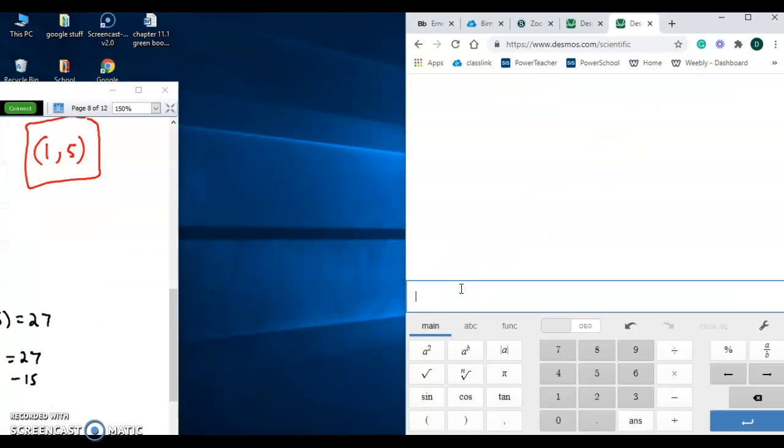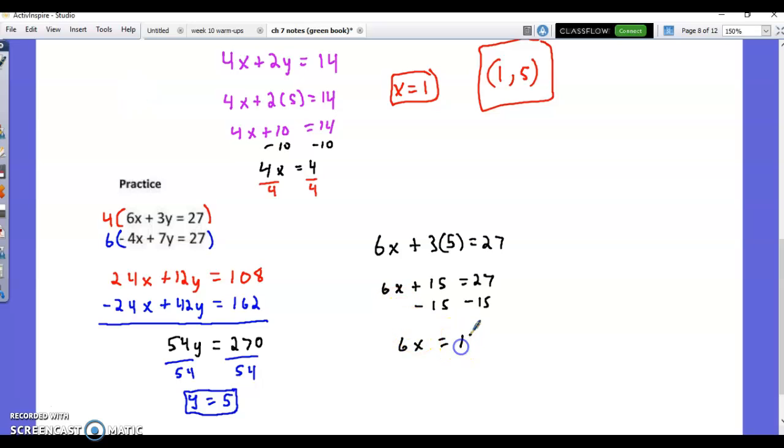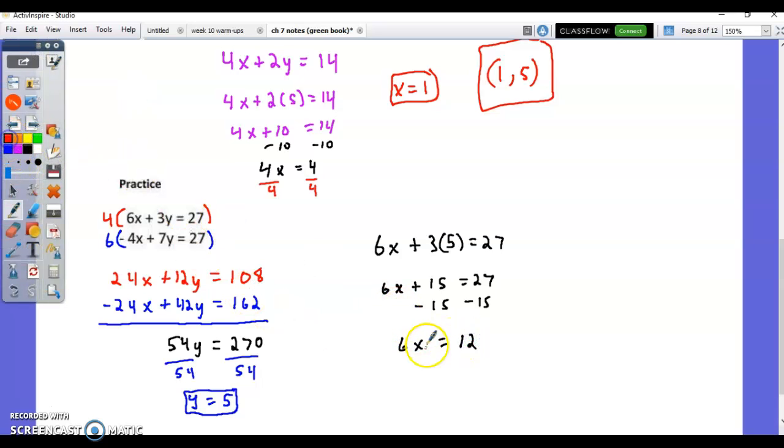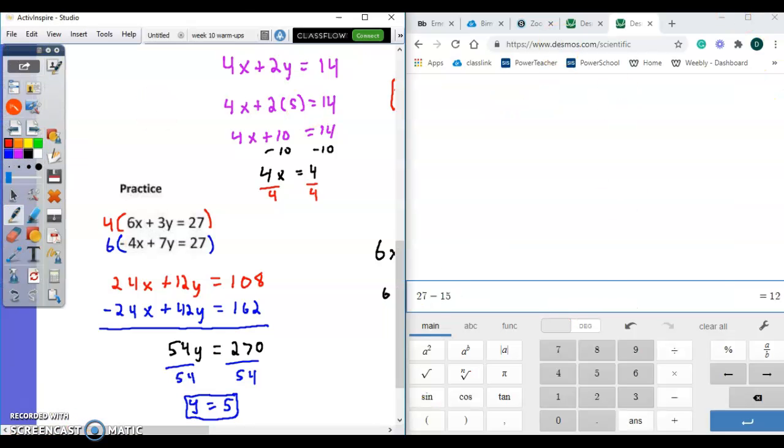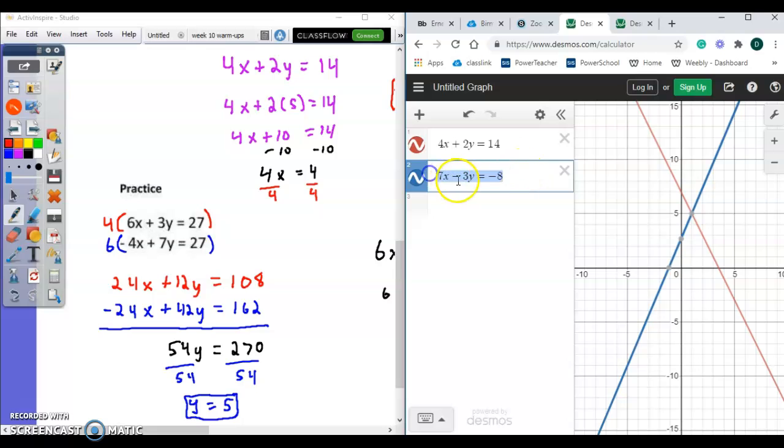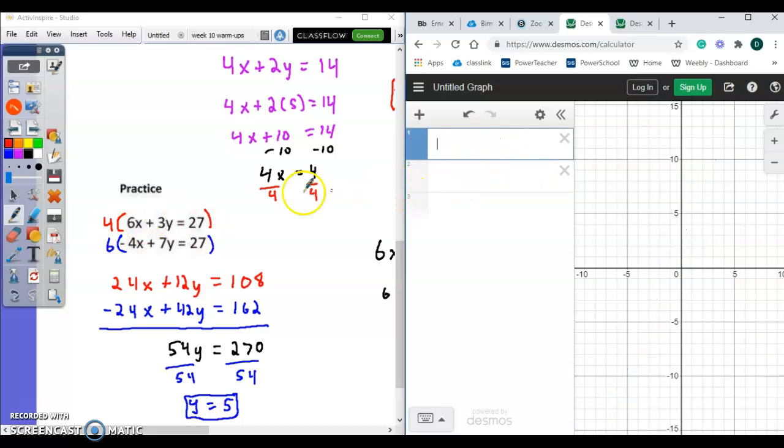We don't have to be experts. 27 minus 15, just be sure, 12. And then we divide by 6. We get x equals 12 divided by 6, 2. So we have 2 comma 5 as our answer of where those two lines cross. Again, if you want to, go to your Desmos calculator and type in these to check your answer.